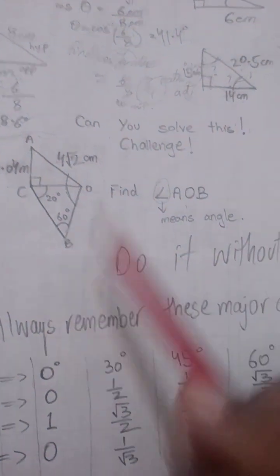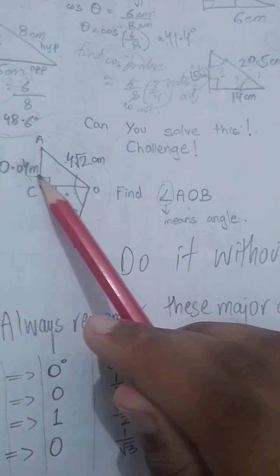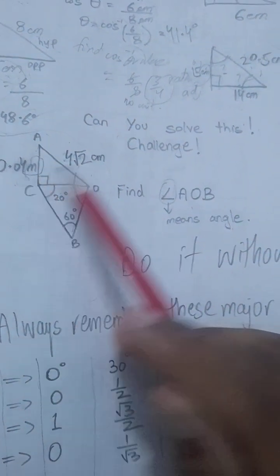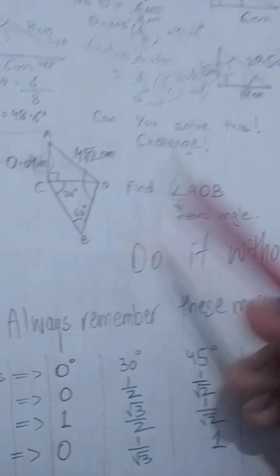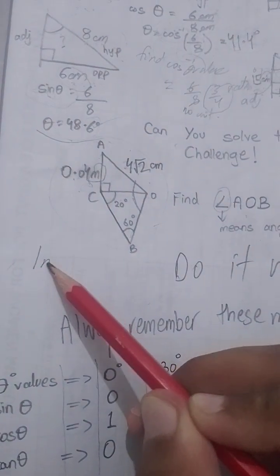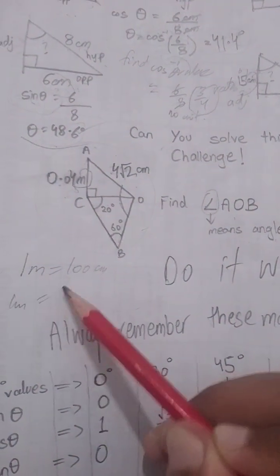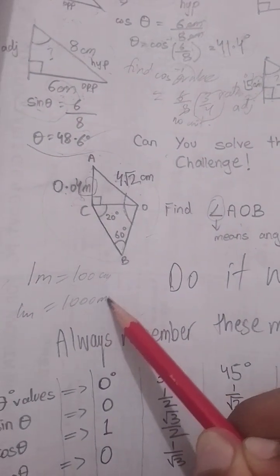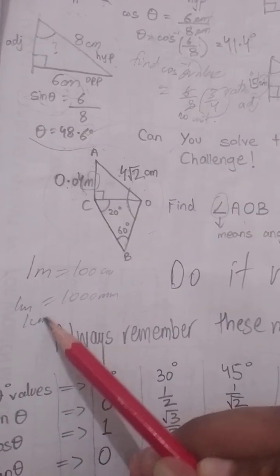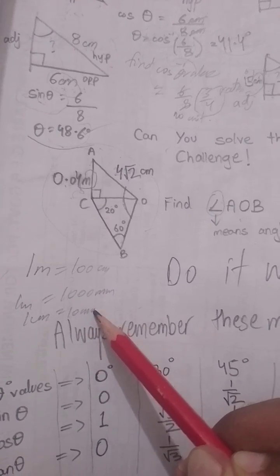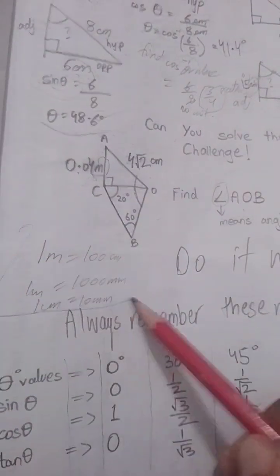But I should warn you, you should always focus on the units. This is in meters, this is in centimeters. You have to convert it. Always remember, 1 meter is equal to 100 centimeters, and 1 meter is equal to 1000 millimeters. That means 1 centimeter is equal to 10 millimeters. These are calculations you should know.